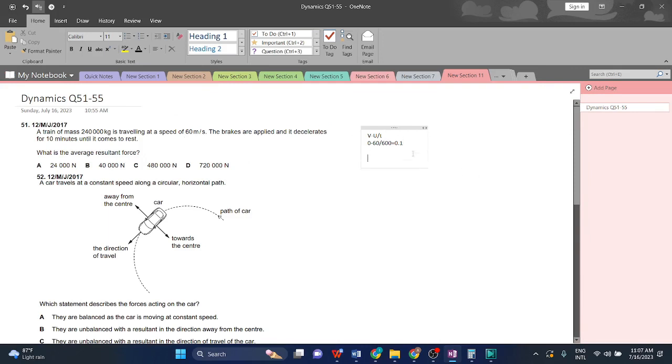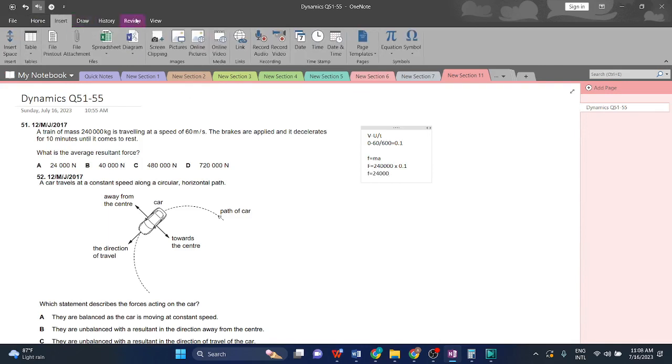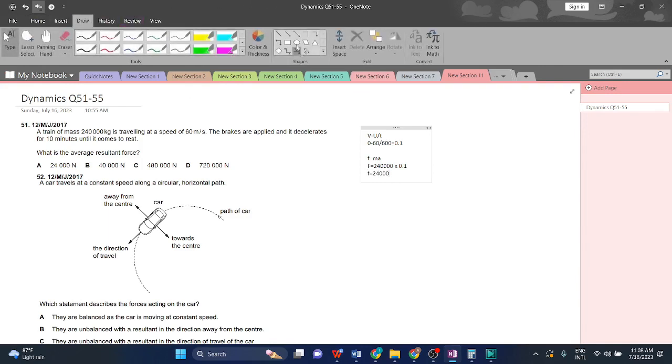So the answer will be 0.1. अब हम लगा देते हैं इसके ऊपर F is equals to ma, न्यूटन का सेकंड लॉ. F क्या होगा वो फाइंड करना है हमने. M क्या होगा? M will be 240,000 into, और एक्सेलरेशन क्या निकाली हमने? 0.1. अच्छा, ये हमें दे देगा F is equals to 24,000. So the answer will be A. This is very simple calculations.